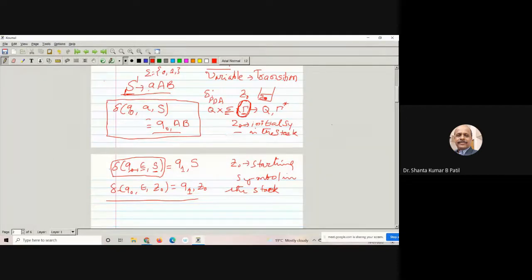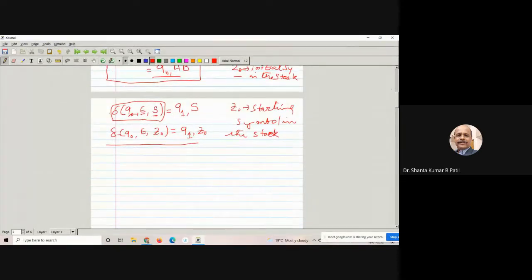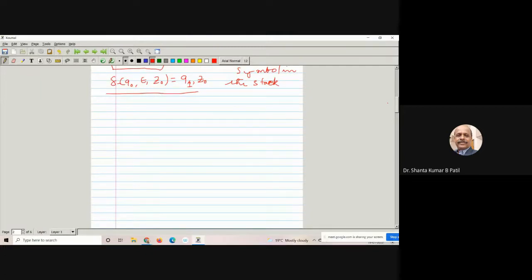Okay. For example, you can find, I'll show you. If the production is, for example, you can take S describes ASB, ASB bar, BSA. Okay, so such productions, such a CFG, it is very difficult to convert into the PDA.